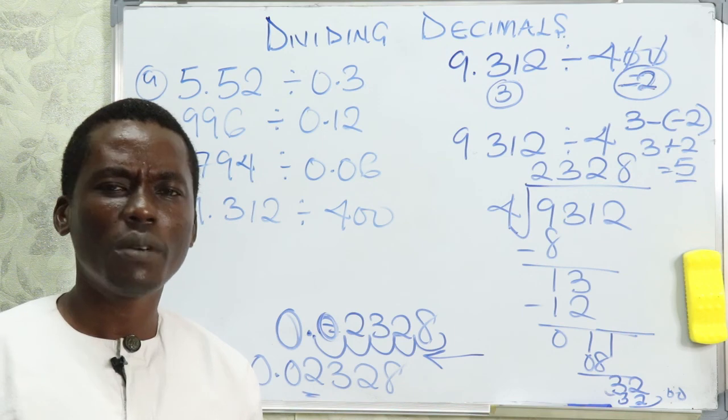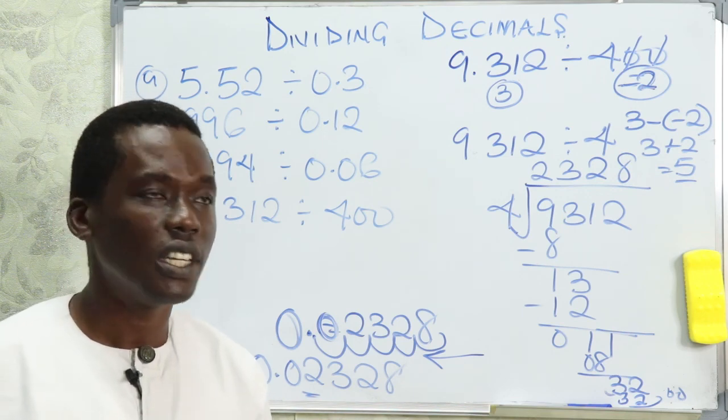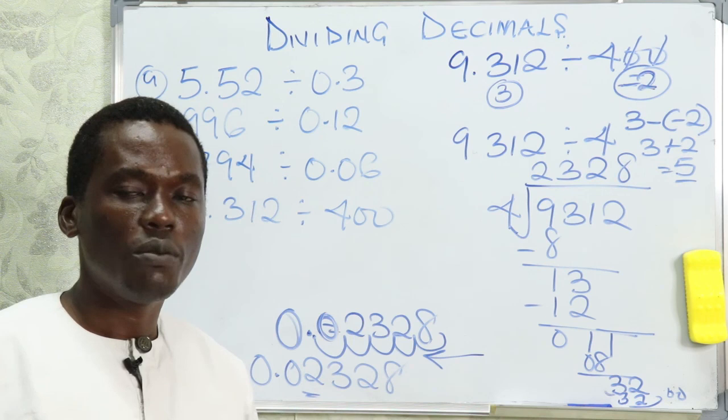Now dividing decimal numbers can be very, very easy if you follow these few steps I've just taught you now.